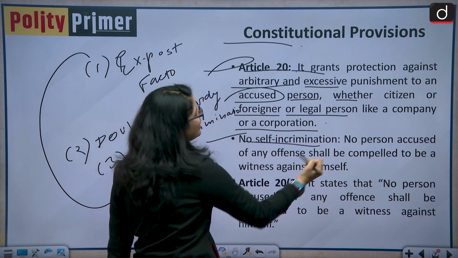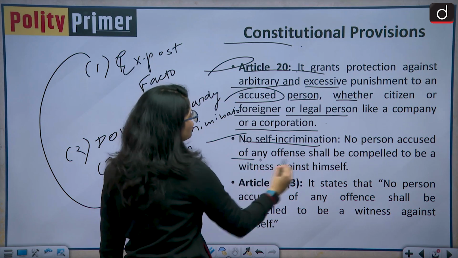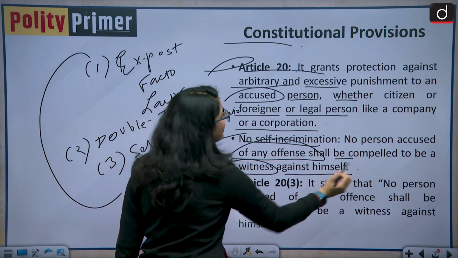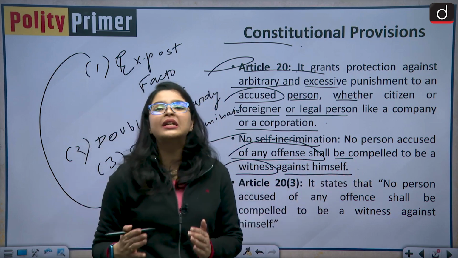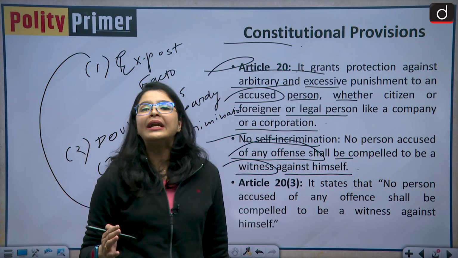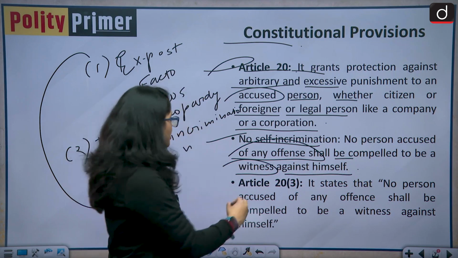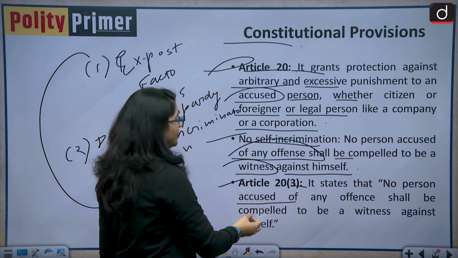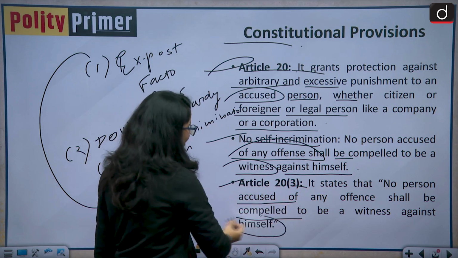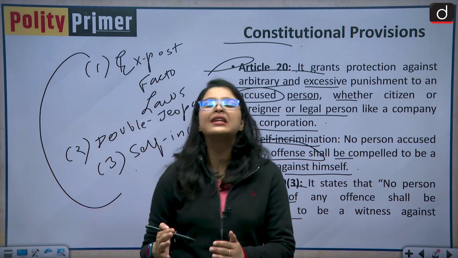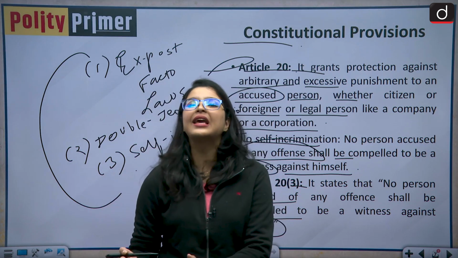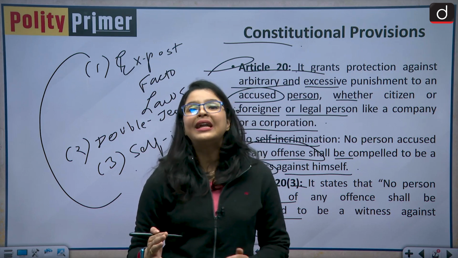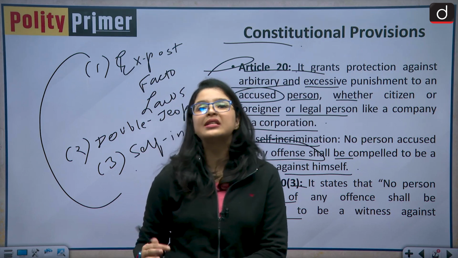So, no self-incrimination: no person accused of any offence shall be compelled to be a witness against himself, and that is explicitly provided under Article 20 clause 3 of our Indian Constitution. That means it is providing us the protection against self-incrimination, and this is a very important right that is guaranteed to the accused persons in India.